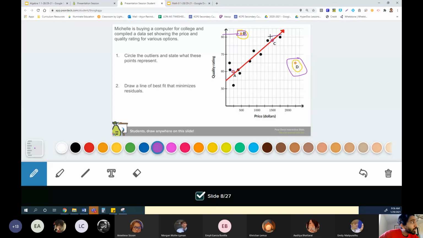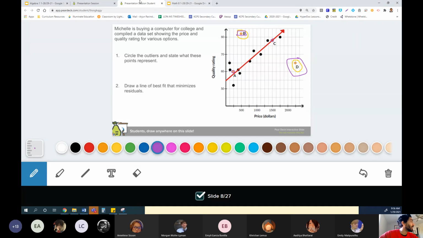And then the cluster is all of these points right here. This is the cluster where all the points generally lie. And then we can say that the trend line, the line of best fit, should go between the data set. You want to have roughly the same number above the line as you do below the line. 1, 2, 3, 4, 5. 1, 2, 3, 4, 5, 6 or so, whatever. So that's pretty much it.